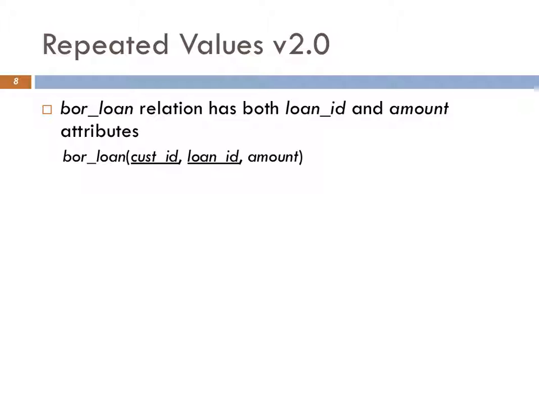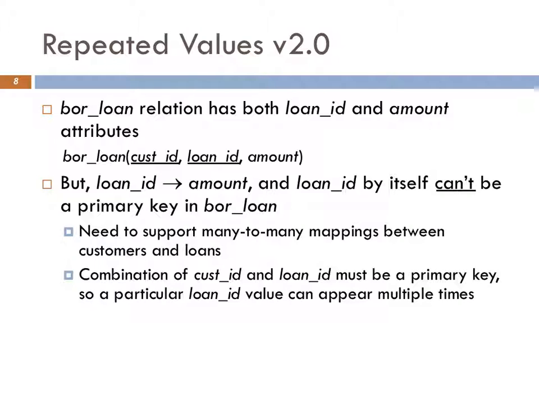Okay, so we have Borrower loan, and it has loan ID and amount. Notice we have that here. But you'll notice that we have this functional dependency because of the enterprise. Banks should be designed so that a given loan has one amount. And so loan ID and amount appear together in this relation, but loan ID can't be a primary key. Can't be a candidate key.